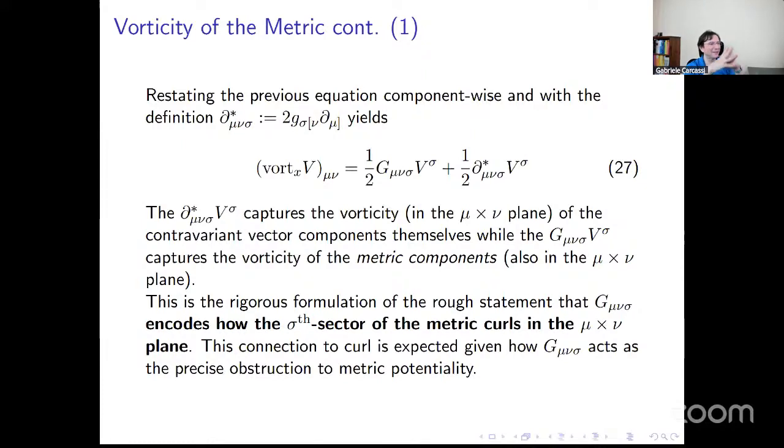As a test, if the direction of sigma is perpendicular to both mu and nu, I would expect G to be zero then, because it cannot rotate. Right. Yeah, that would be a good test.